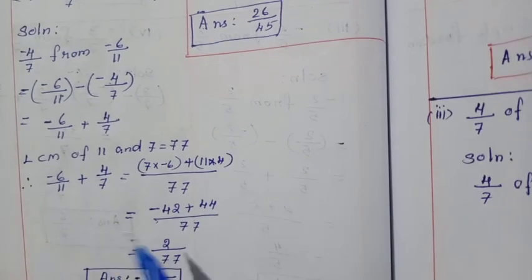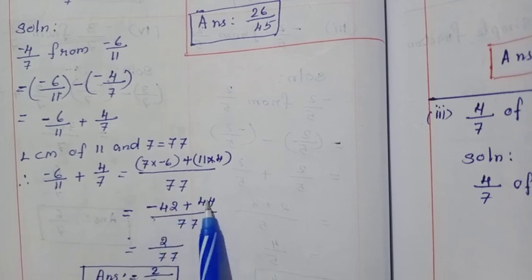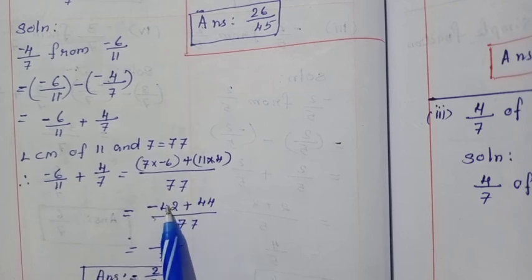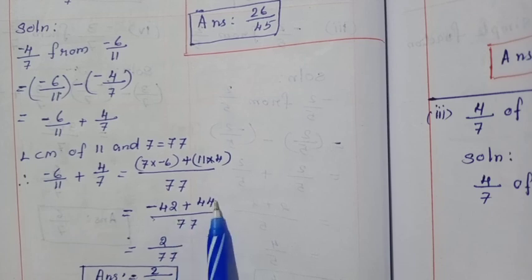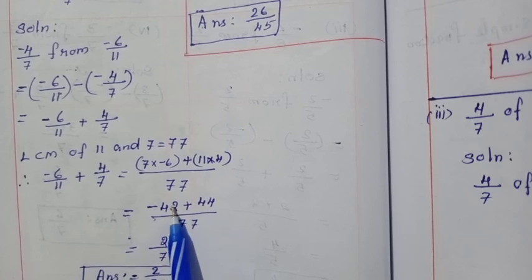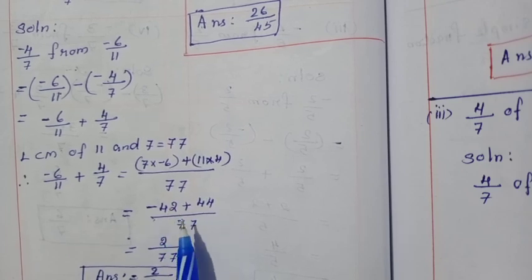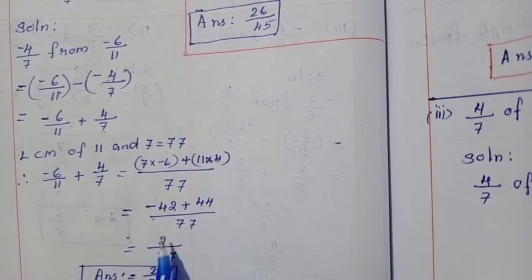Then here in the numerator the first number is negative and the second number is positive. So the signs of the two numbers are different. Different signs means find the difference of these two numbers. The difference of 44 and 42 is 2. And the bigger number is 44, so the sign is positive. So 2 by 77 is the answer.